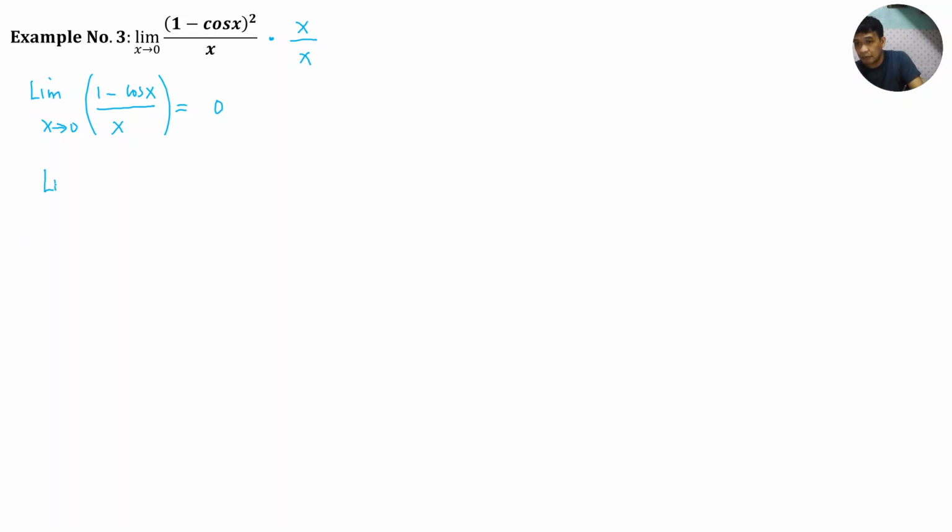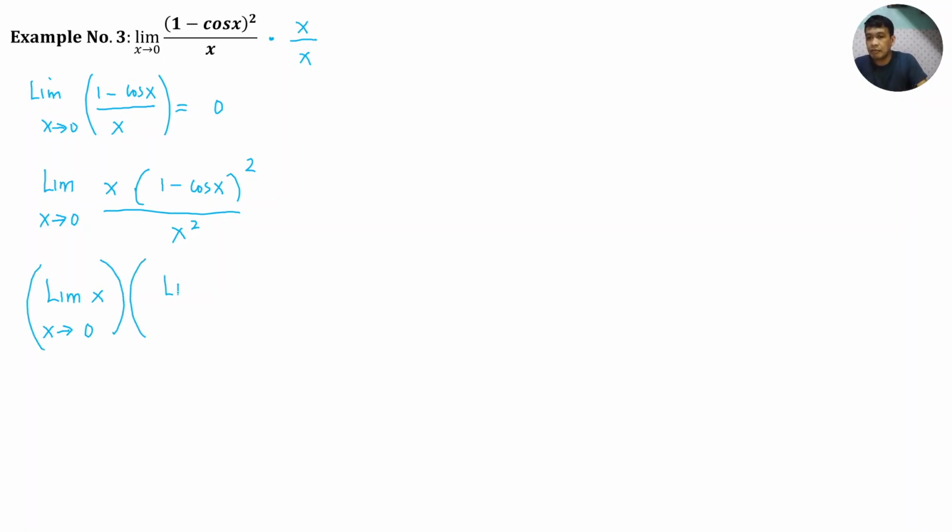So, giving us the limit as x approaches 0 of x times 1 minus cosine of x squared over x squared. Because x times x there is x squared, and that x here, ilalagay lang natin dun sa unahan. So, magiging limit of x as x approaches 0 times the quantity limit as x approaches 0 of 1 minus cosine x raised to the second power over x raised to the second power.